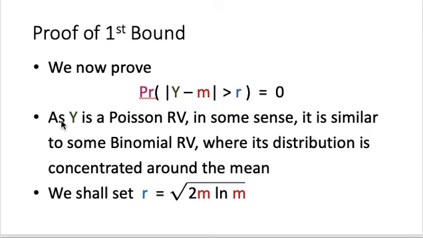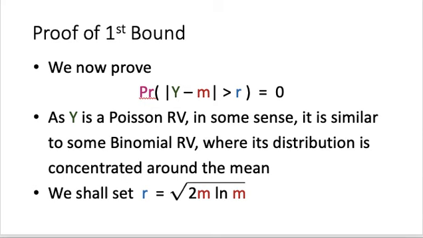Recall also that when Y is a Poisson random variable, in some sense it is similar to a binomial random variable, and its distribution is concentrated around the mean. For this particular case, we are going to set R to be the square root of 2m log m. Once we have set R to be this, the next step is to analyze the probability of this term.